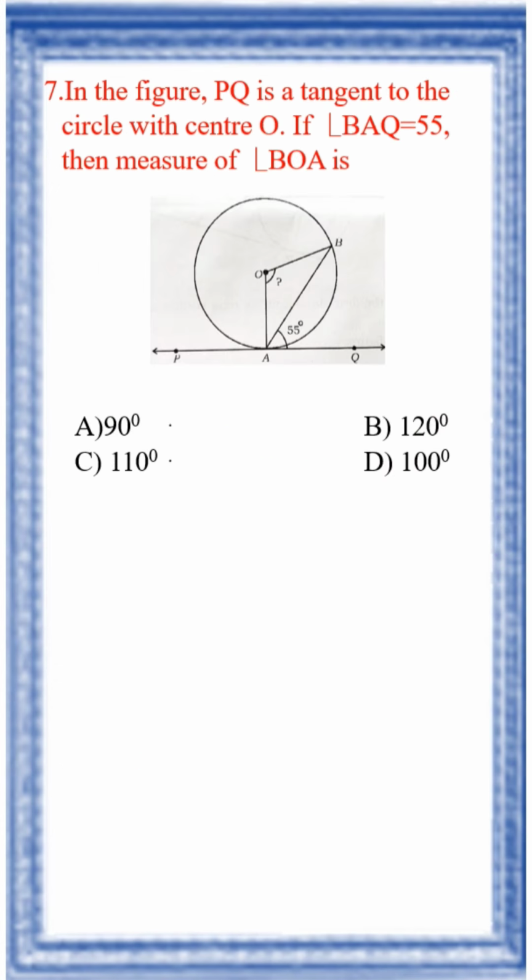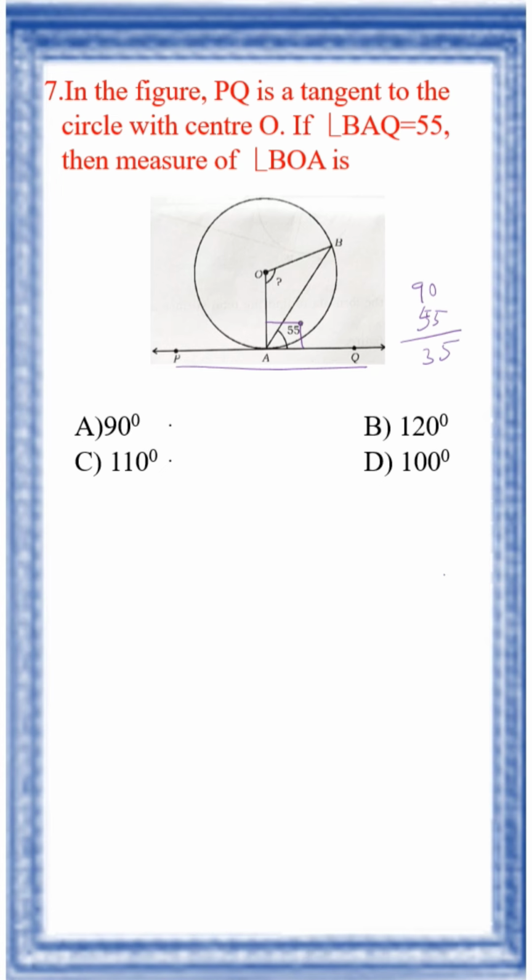In the figure, PQ is tangent to the circle with center O. If angle BAQ is 55 degree, then the measure of BAO, how can you find? This is 90 degrees, isn't it? 90 minus how much? 55. It is how much? 35.